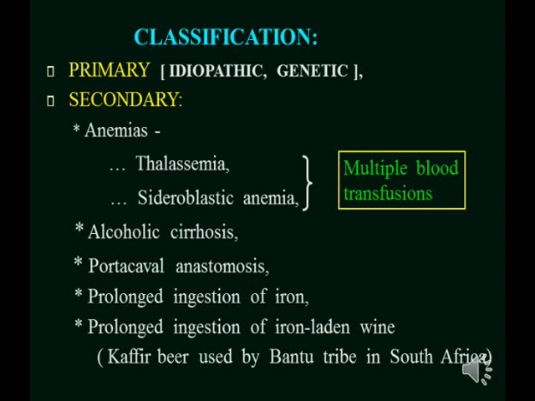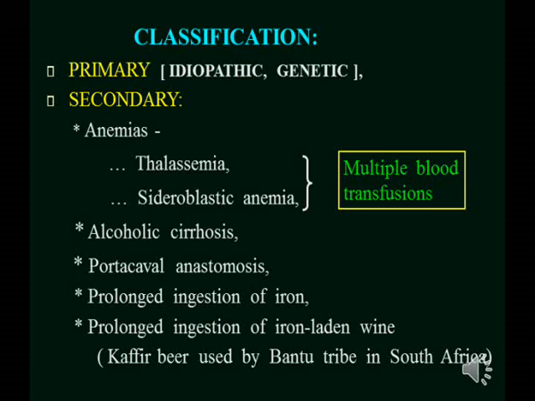So basically this pigment cirrhosis is caused because of hemochromatosis, so we should know much about hemochromatosis. It is classified into primary and secondary. The primary is idiopathic or genetic. Secondary causes are listed here.